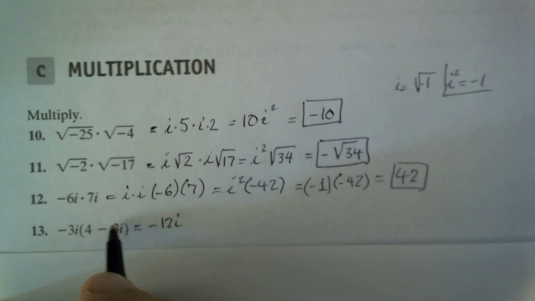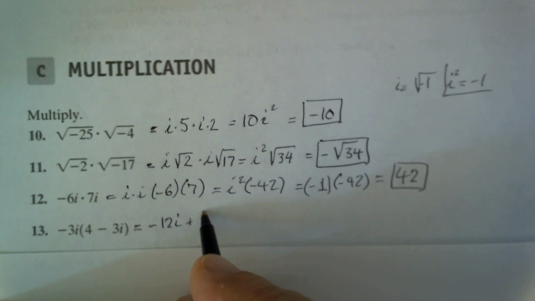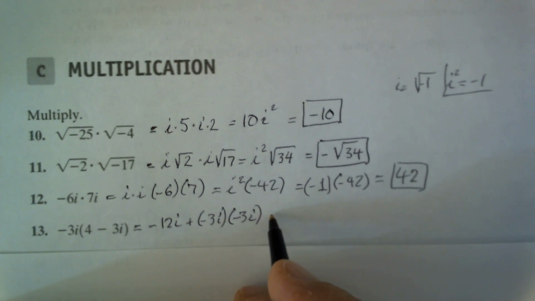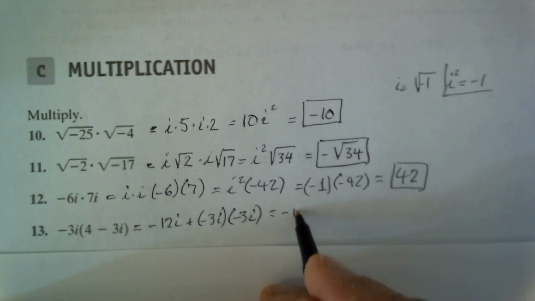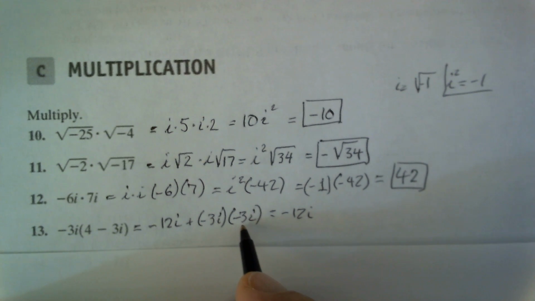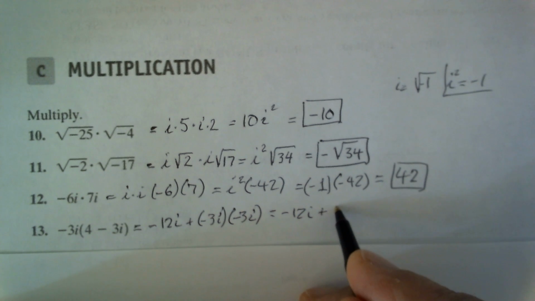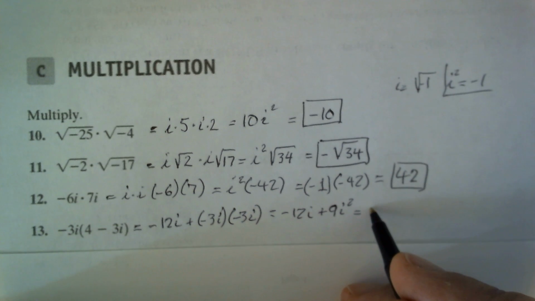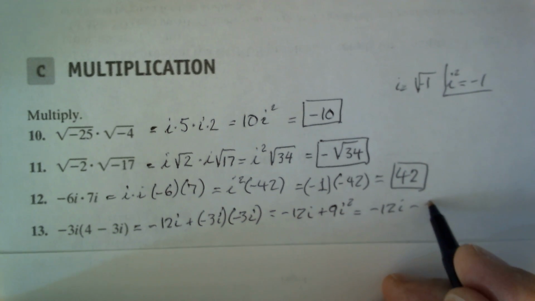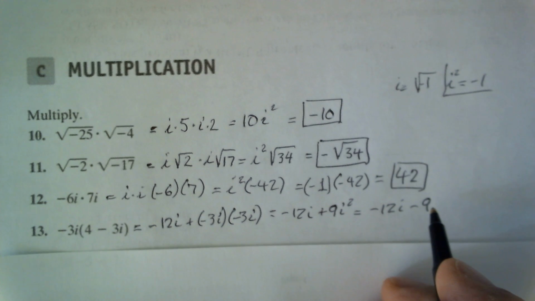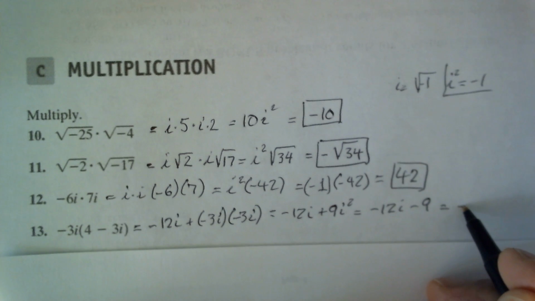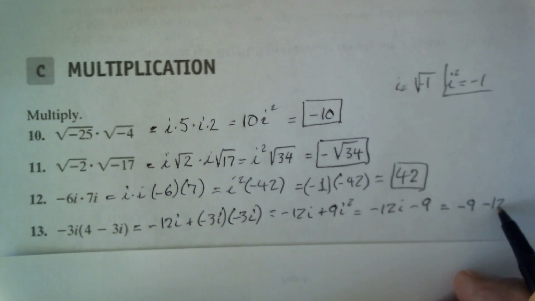And then we have minus 3i times minus 3i, so plus minus 3i times minus 3i. So that's equal to minus 12i, and minus 3i times minus 3i, 3 times minus 3 times minus 3 is plus 9. So plus 9i squared. But i squared is equal to minus 1. So we have minus 12i minus 9. Or to write it as a complex number, minus 9 minus 12i.